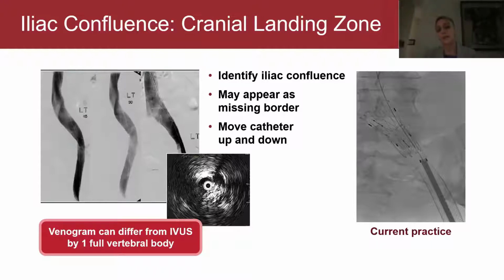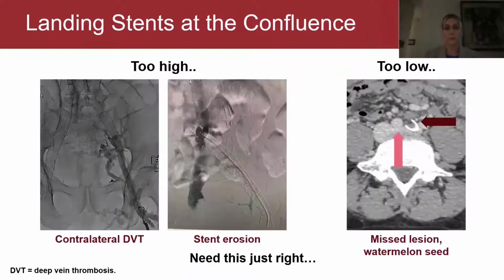Importantly, if you're just using venogram, because of the gantry angle and the vessels lying on top of each other in certain views, your venogram can differ from your IVUS detection of your confluence by a full vertebral body. Those of us who've gotten very good at finding it on venogram can use certain techniques, including putting a catheter right at the confluence and changing your angle to find it. You can use bony landmarks, but IVUS is a very easy routine way to do this if you have the catheter available. So what's the consequence if you're not identifying the confluence correctly?